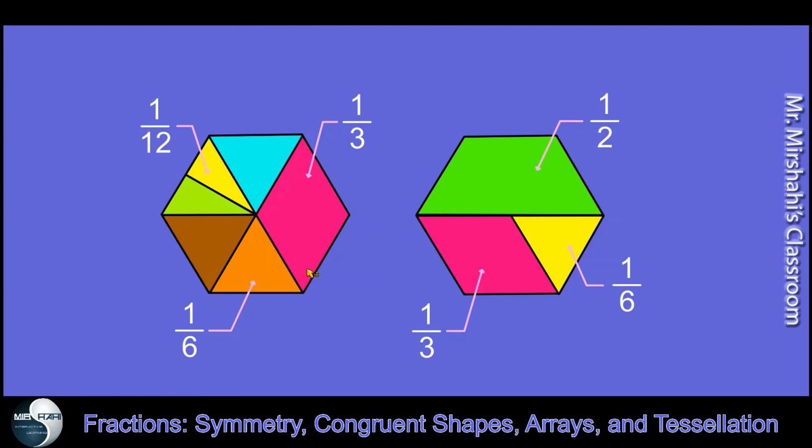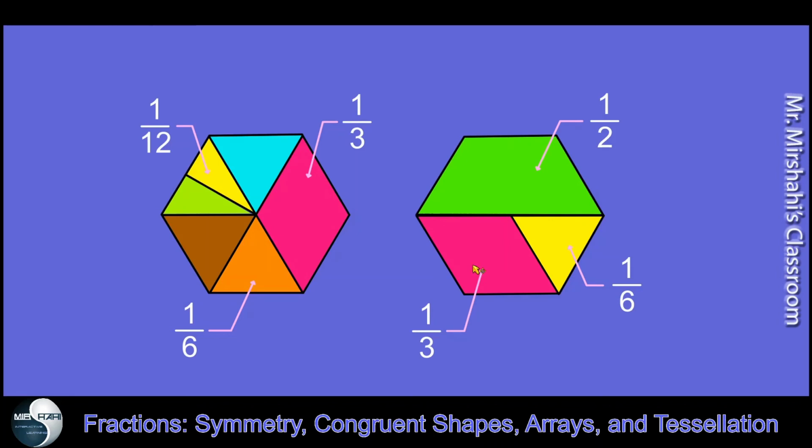Remember, 3 rhombuses make the hexagon. This is 1/3. This is 1/6. This is 1/6. This is 1/6. Now this is half of 1/6, so that's 1/12. This is just like that.